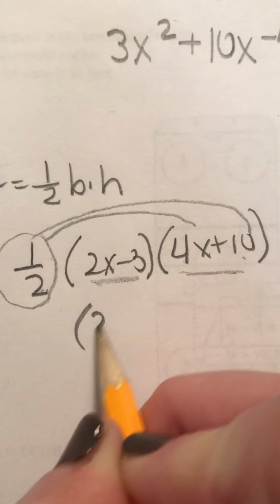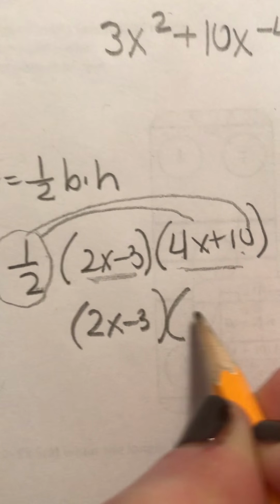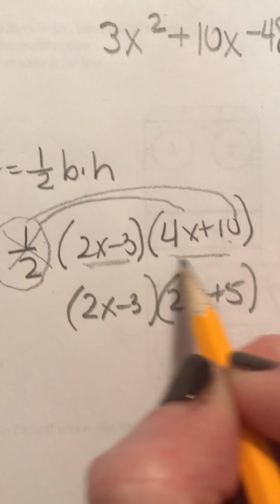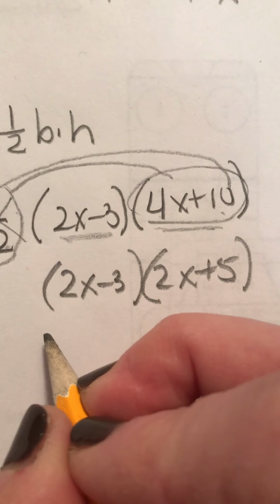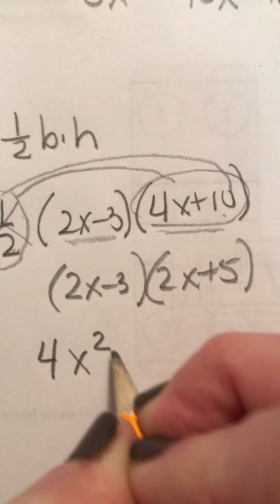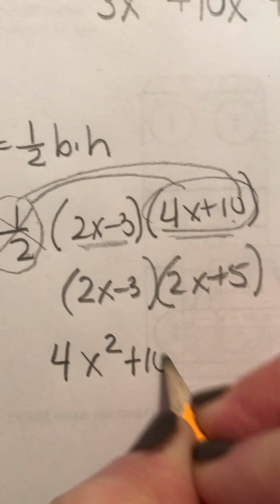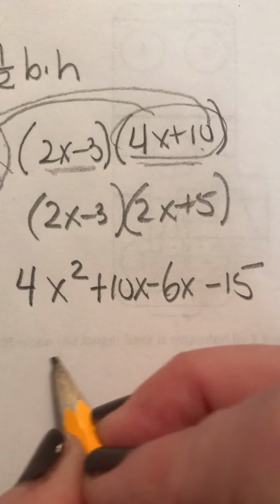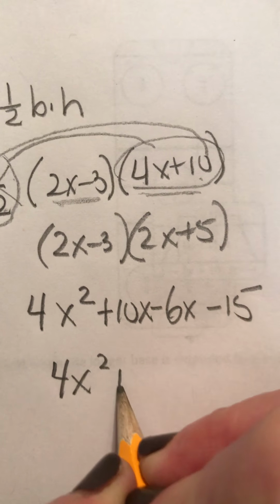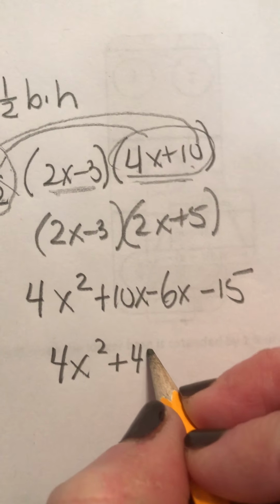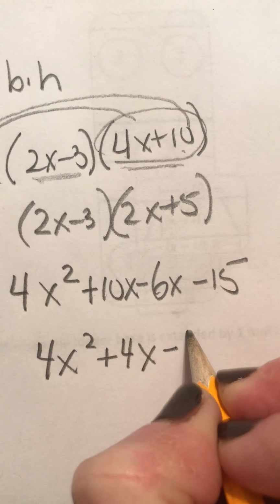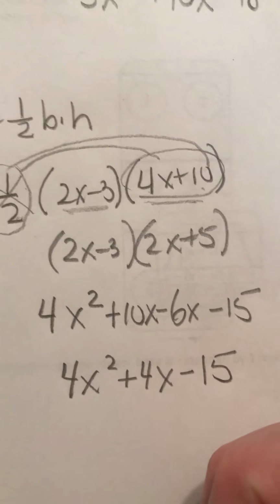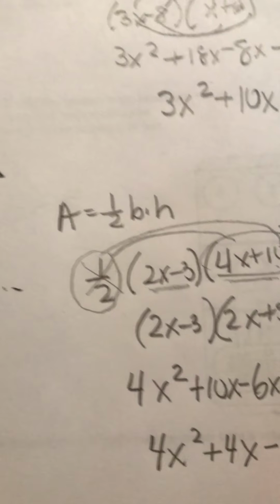So this is really going to become 2x minus 3 times 2x plus 5. I've already taken care now of the 1/2 by taking half of this piece, and now I can just FOIL it out and get 4x squared. Outside will give me plus 10x, insides give me minus 6x minus 15. And then when I collect my like terms, I get 4x squared plus 4x minus 15. I hope that's going to check out there. Yeah, so that is the first two examples.